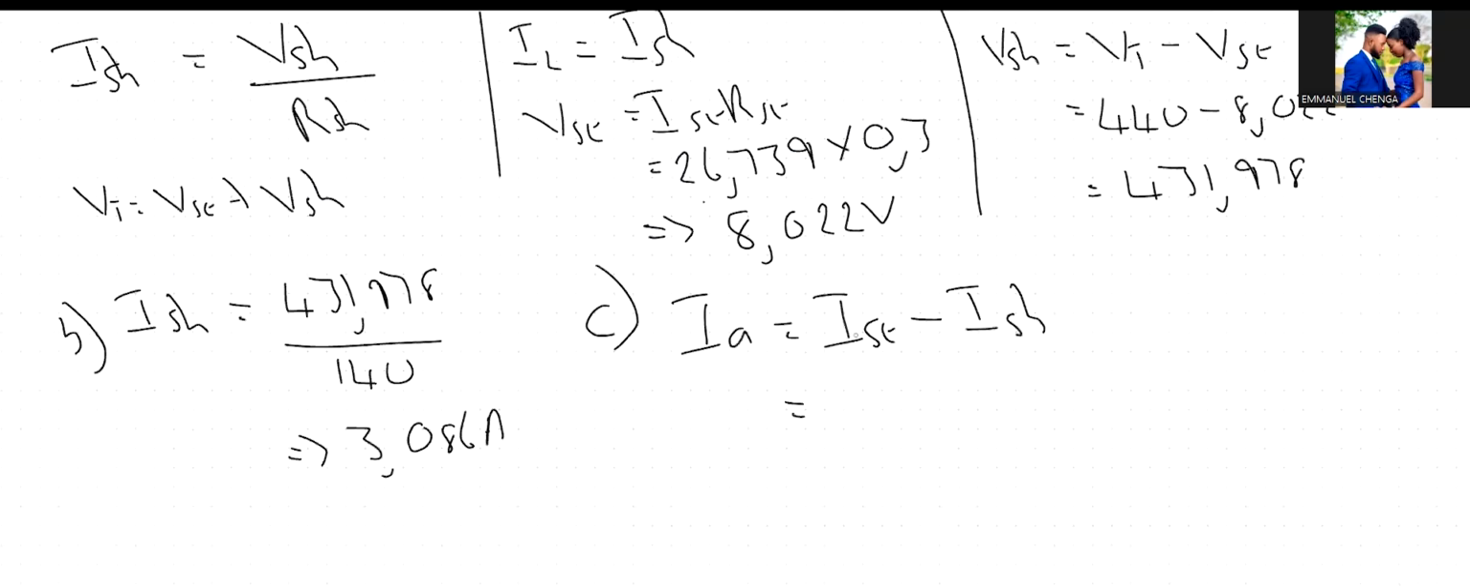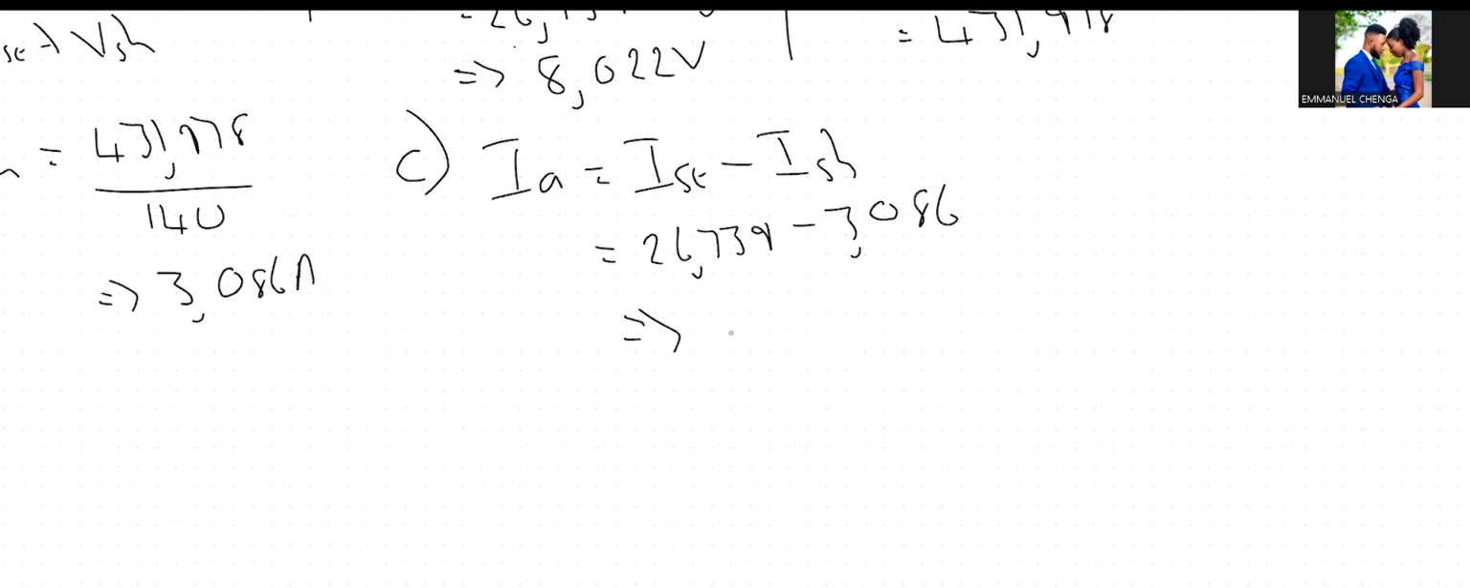The next question, on C, they want you to find the armature current. How do you find the armature current? We said IA is equal to I series minus I shunt, of which we have all of these values. Our I series was 26,739 minus 3,086. Hence I can have my IA, which is going to be 23,653 amps.